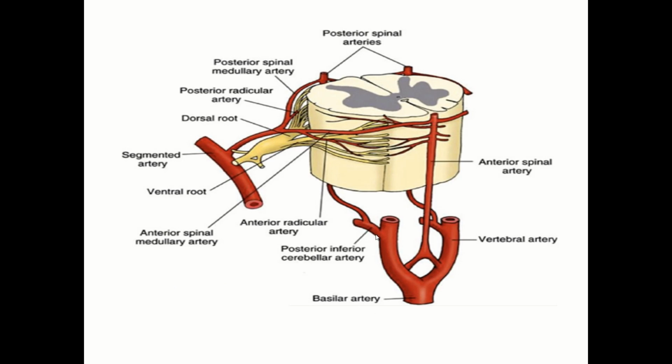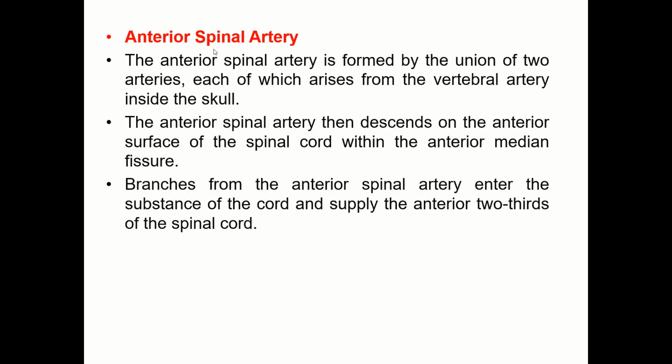You can see here the vertebral artery, and the posterior inferior cerebellar artery, from which the posterior spinal artery originates. Here you can see the anterior spinal artery. The anterior spinal artery is formed by the union of two arteries, each of which arises from the vertebral artery. It then descends on the anterior surface of the spinal cord within the anterior median fissure. Branches from the anterior spinal artery enter the substance of the cord and supply the anterior two-thirds of the spinal cord. So the anterior two-thirds is supplied by the anterior spinal artery and the posterior one-third by the posterior spinal artery.